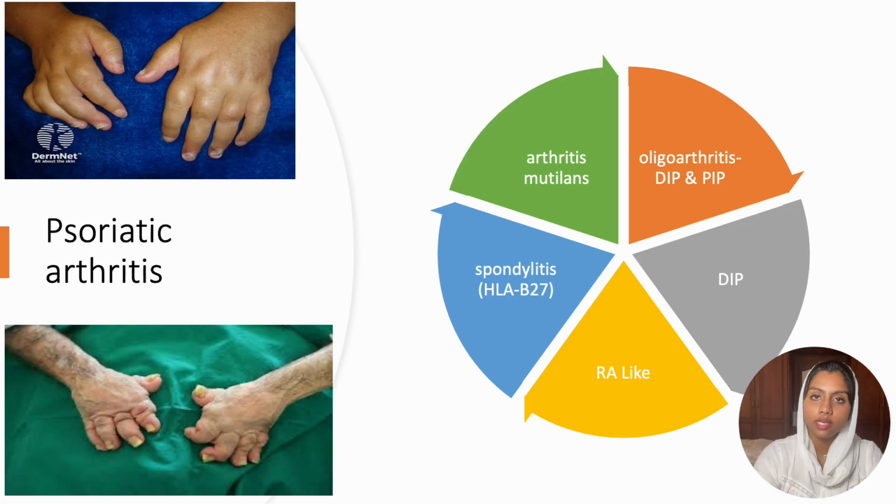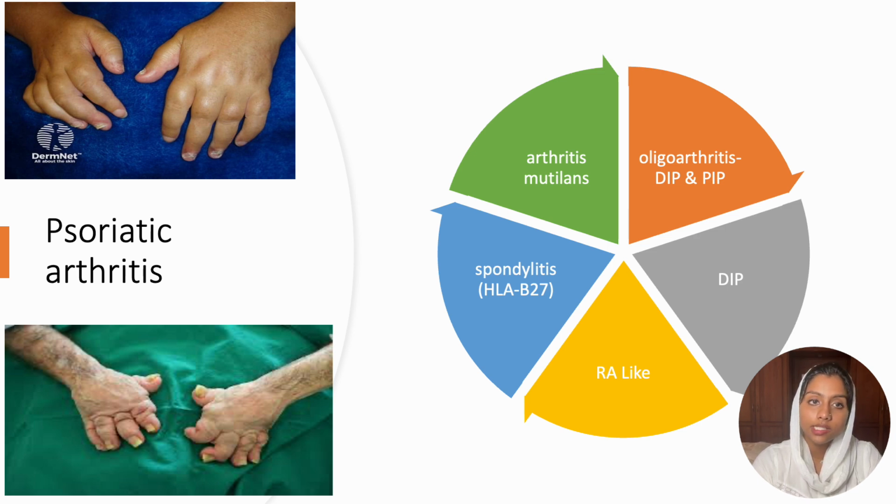Coming to psoriatic arthritis, there are 5 different types. It can be distal interphalangeal joint involvement. It can be oligoarthritis, where there is involvement of distal and proximal interphalangeal joints. It can be arthritis mutilans, which is a more severe form. It can be spondylitis-like, and it can be rheumatoid arthritis-like.